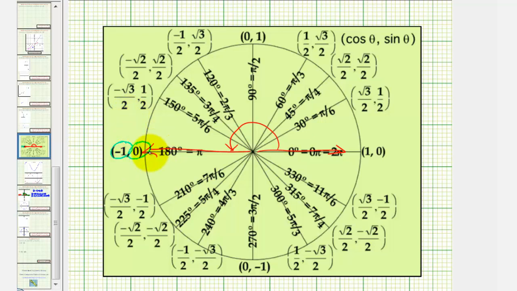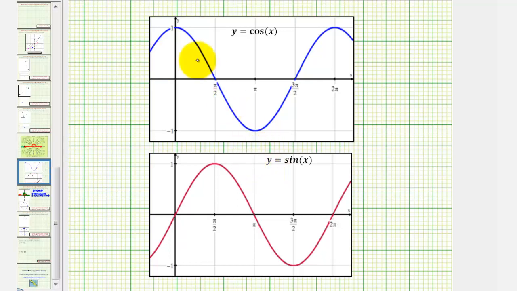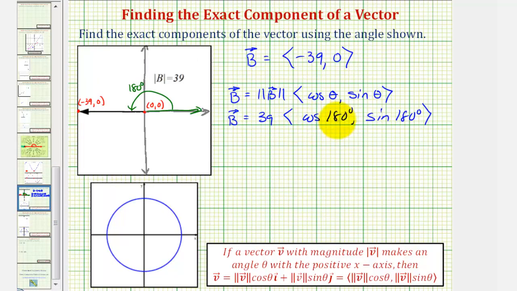We can also find these trig function values by looking at the graph of sine and cosine on the coordinate plane. Cosine at 180 degrees, or cosine pi, would be here with a function value of -1, and sine at 180 degrees, or sine pi, would be here with a function value of 0. So whichever way we approach this, cosine 180 degrees is -1, and sine 180 degrees is 0.